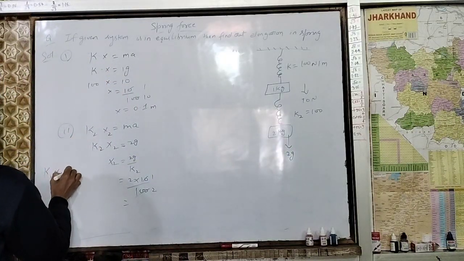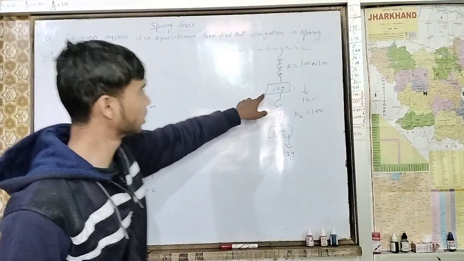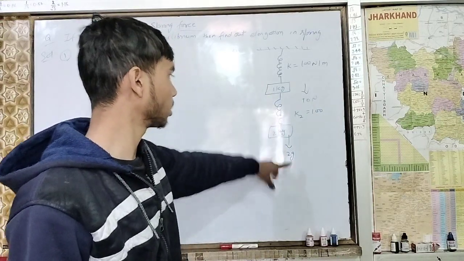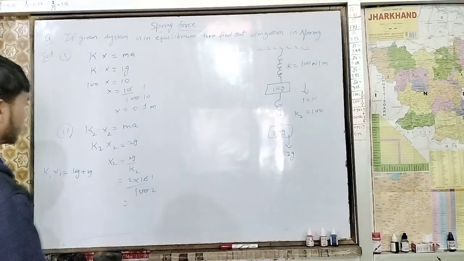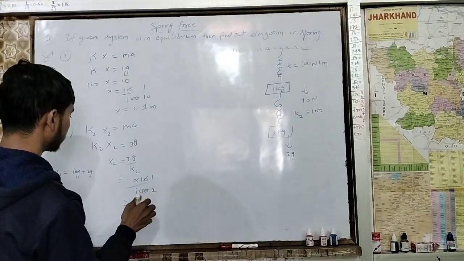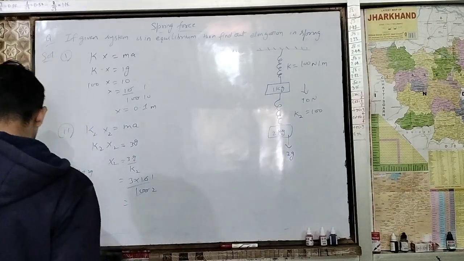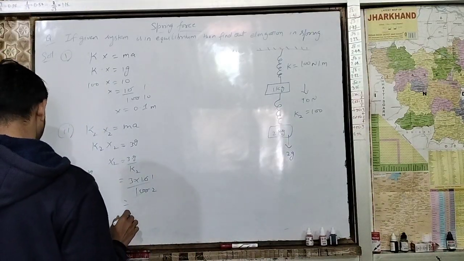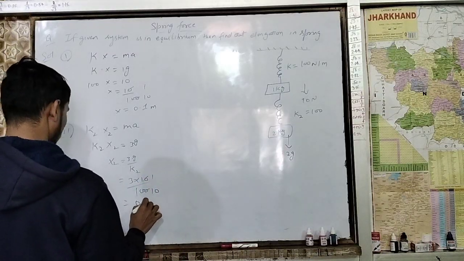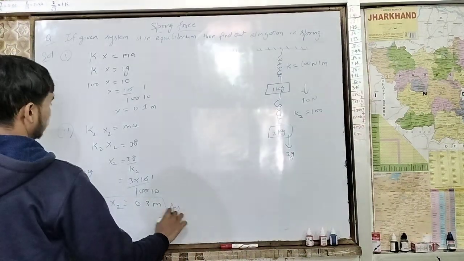K1 into X is 1Z, plus 2Z. Both forces we will take. 1Z plus 2Z will be our 3Z. Okay, total force downward is 3Z. So our answer will be 3 by 2, 0.3 meter. 0.3 meter is our X2. This is our answer.